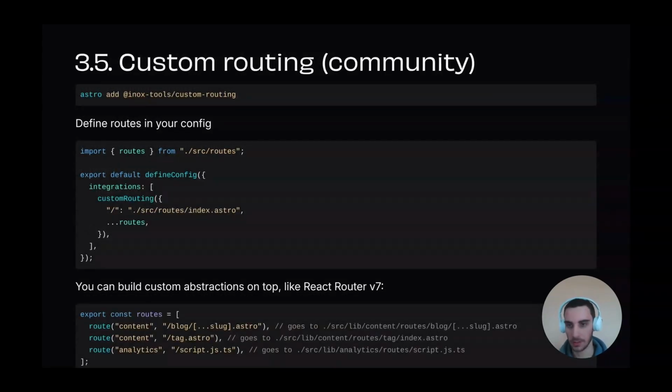And then, this is a community integration, custom written by Enox Tools, which allows you to have a code-based routing system instead of file-based. On top of it, you can build abstractions, like having a routes.ts file, and then, yeah, React Router v7.